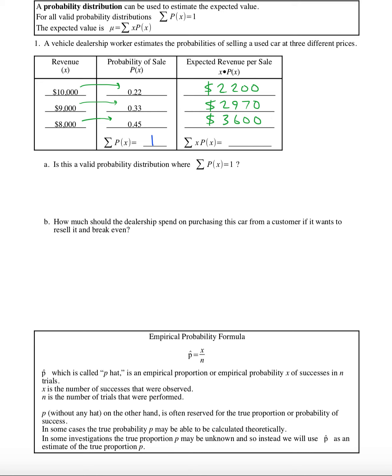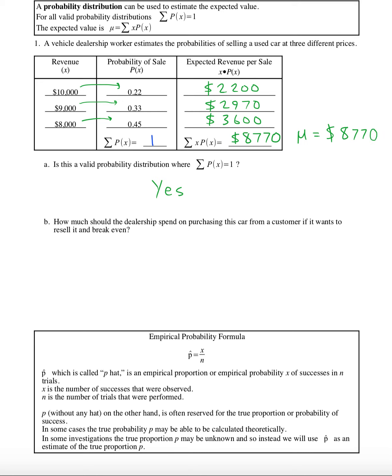Okay, now we'll just add up those results. And we get 8770. So yes, it was a valid probability distribution. And we also found that the mean of the probability distribution is 8770.